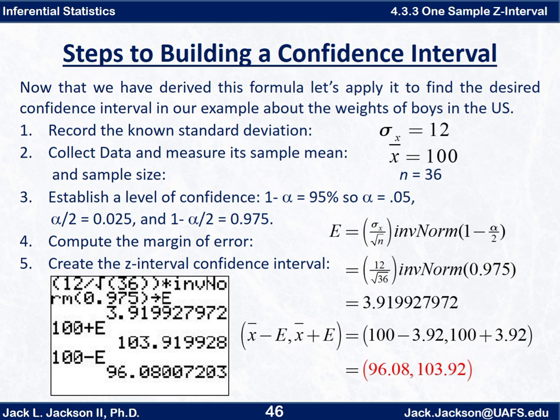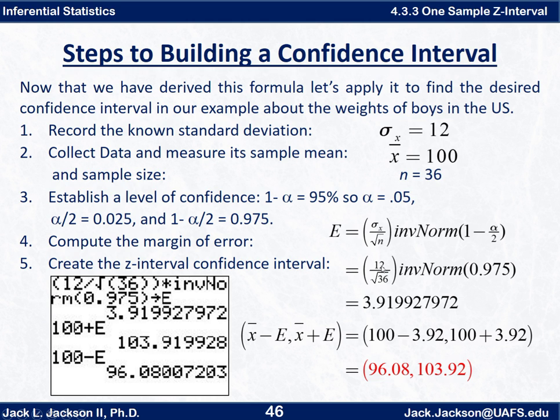Okay, so we have 1 minus alpha over 2 is 0.975. Now, in our last video, we derived this formula: E is the sigma of the x's over square root of n times inverse norm of 1 minus alpha over 2. In fact, we actually just talked about that earlier in this video. So we can now compute the margin of error because everything on the right side we can plug in.